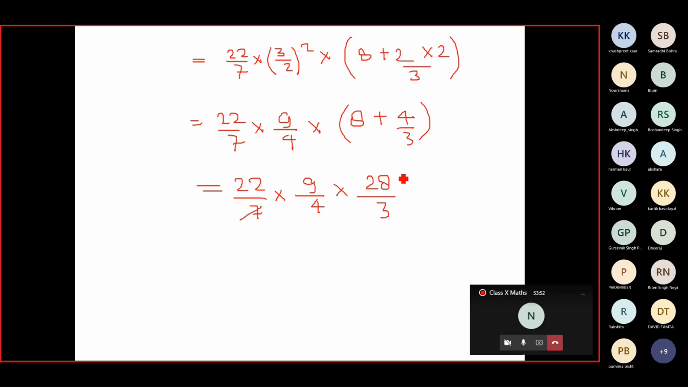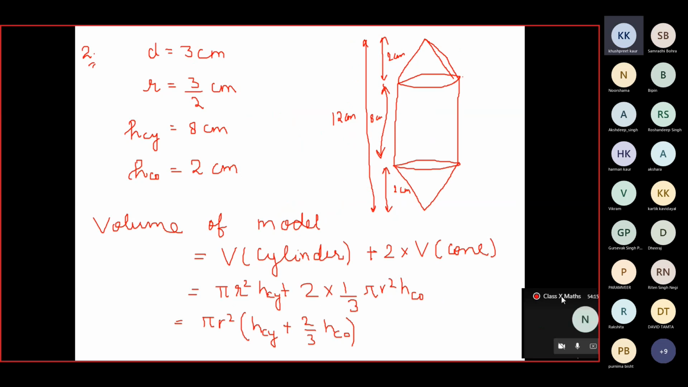7 4s are 28. 4 1s are 4. And 3 3s are 9. So 22 into 3, how much is that? That is 66 centimeter cube. Understood, everybody? Yes, sir. Okay. Take the screenshot.